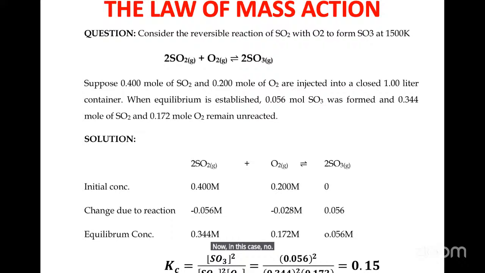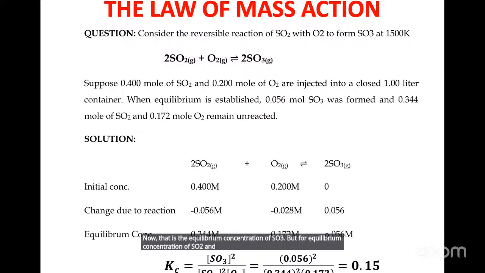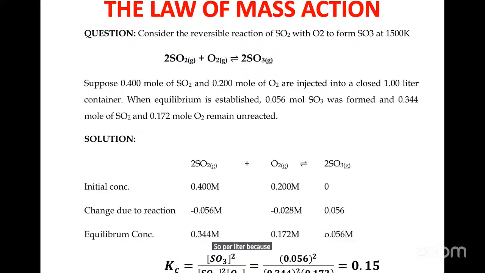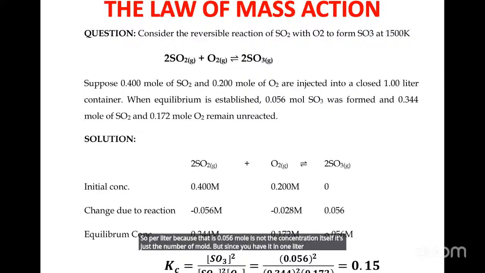Now, in this case, you look at what you have: 0.4 mole of SO2 and 0.2 mole of O2 are injected. But when you establish the equilibrium, you have 0.056 of SO3 left. Now, that is the equilibrium concentration of SO3. It is 0.056 mole per liter, because remember, you have a 1 liter container. That 0.056 mole is not the concentration itself, it's just the number of moles. But since you have it in 1 liter, if this were 2 liters, you'd be dividing that by 2. Since it's 1 liter, that is 0.056 mole per liter for SO3.